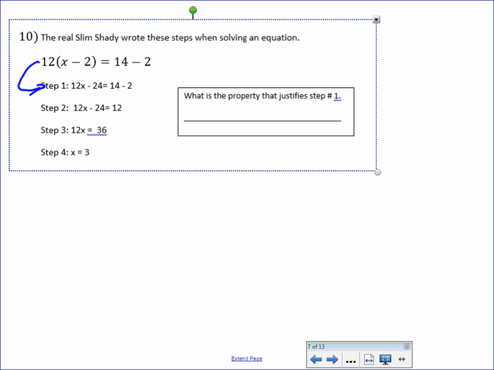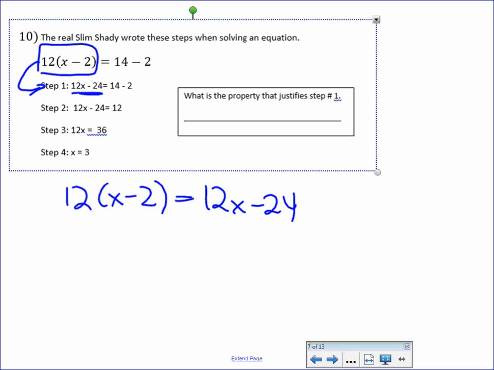And so what you look at is this side of the equation changed to this, which means that they have to be equal. So 12x minus 2 has to equal 12x minus 24. And if we look at that, that is clearly the distributive property.